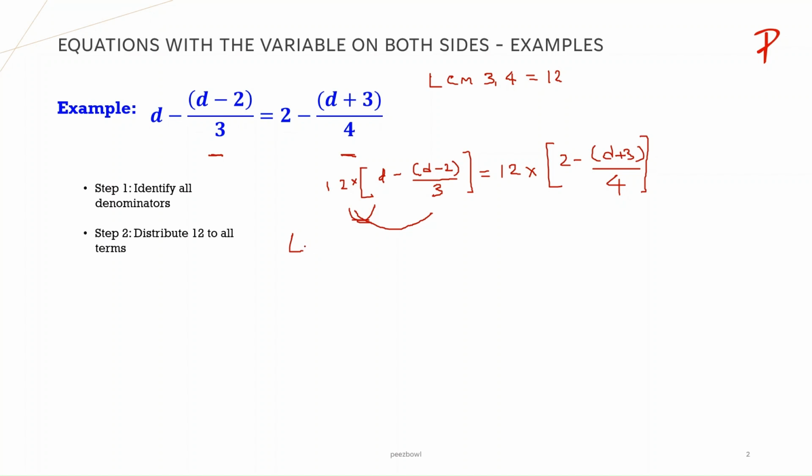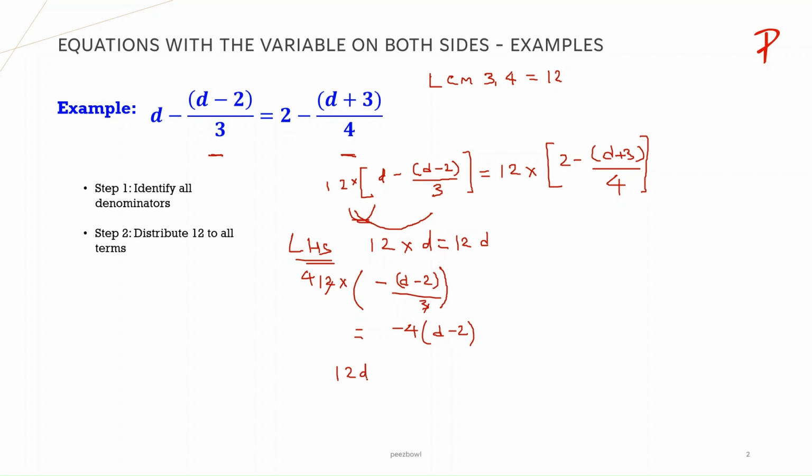On the LHS we have 12 multiplied by d, this is 12d. And 12 multiplied by minus (d minus 2)/3. 3 fours are 12, so this is minus 4, and in the bracket we have d minus 2. So the LHS becomes 12d minus 4(d minus 2).